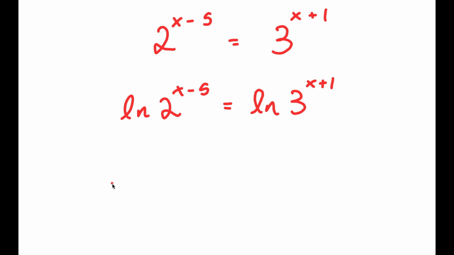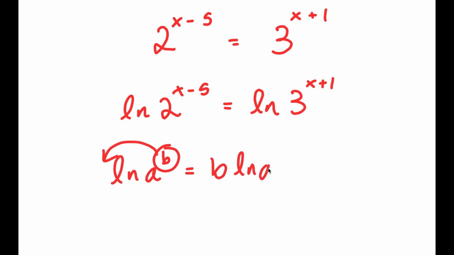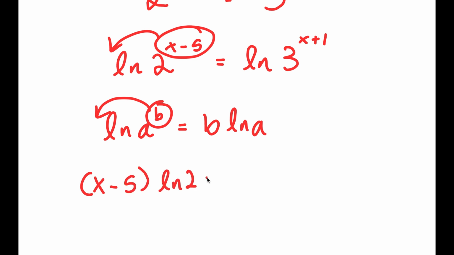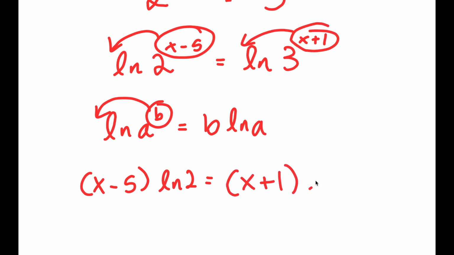Now, if I have something in the form ln a to the power of b, I can move b to the front. So this turns into b times ln a. So for ln 2 to the power of x minus 5, I can move x minus 5 to the front. So I get x minus 5 times ln 2 is equal to, for ln 3 to the power of x plus 1, I can do the same thing. I can move x plus 1 to the front, so this is equal to x plus 1 times ln 3.